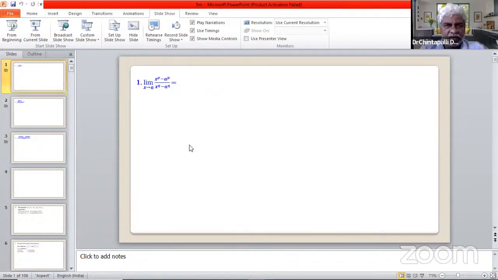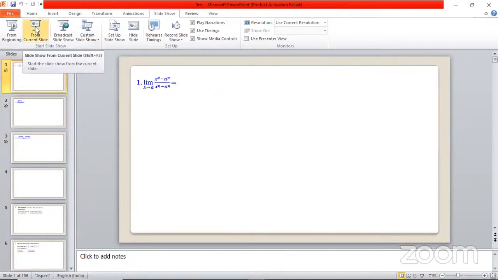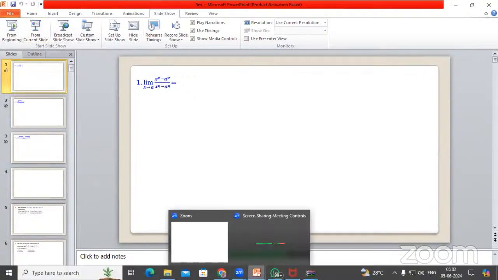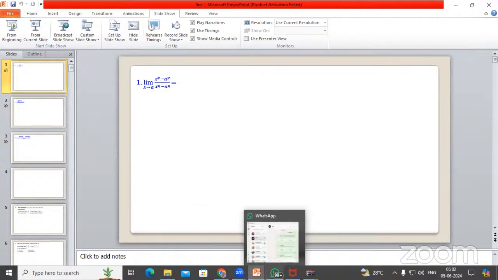Just look at this question. Limit of a x to the power p minus a to the power p, over x to the power q minus a to the power q.